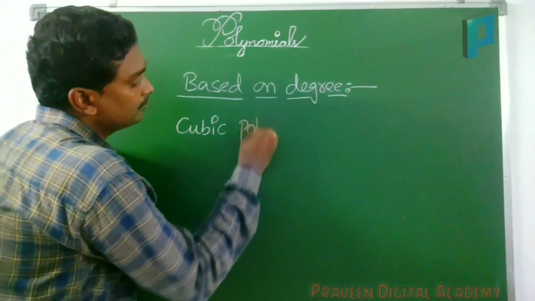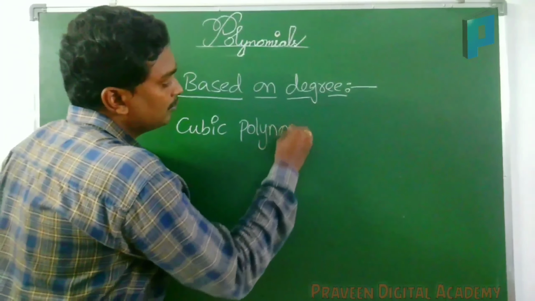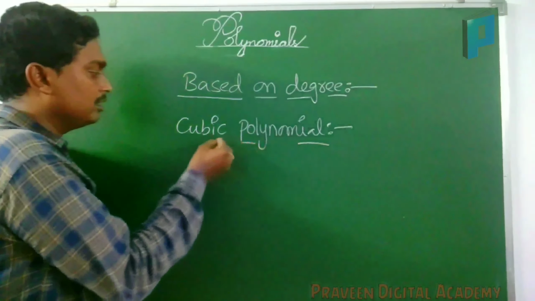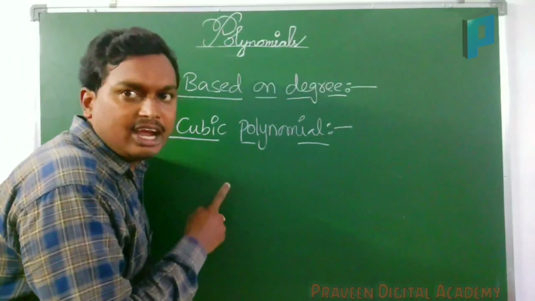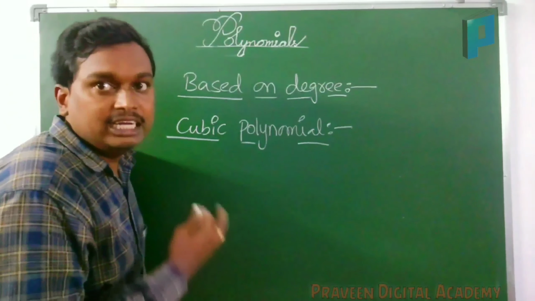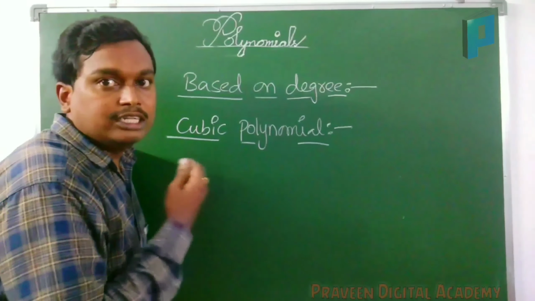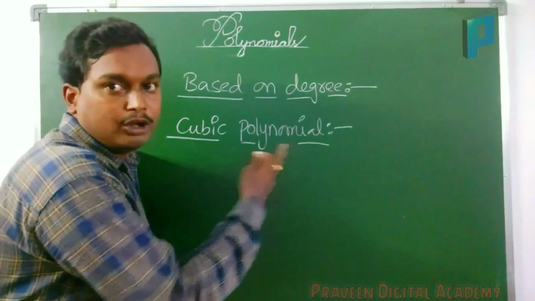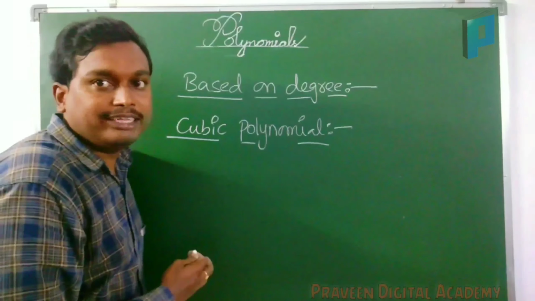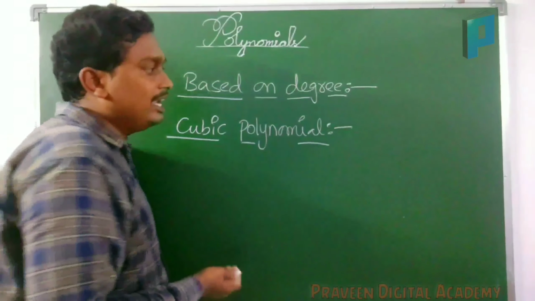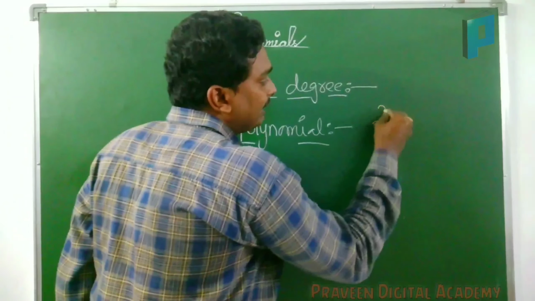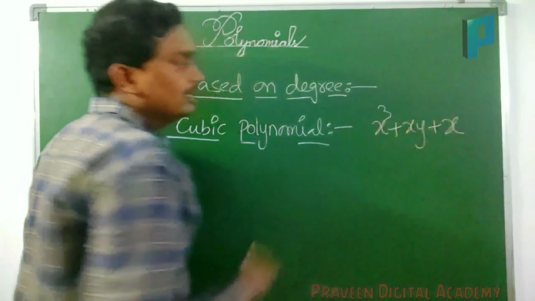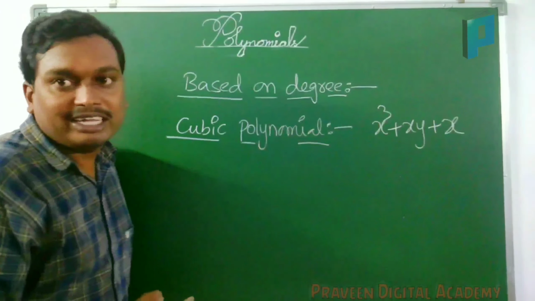Cubic polynomial. Here the degree of the polynomial is 3, then we will call such type of polynomial a cubic polynomial. I will give you an example to understand very clearly. If you have x cube plus xy plus x, what is the highest power in this one?